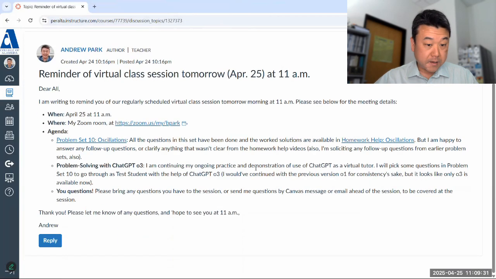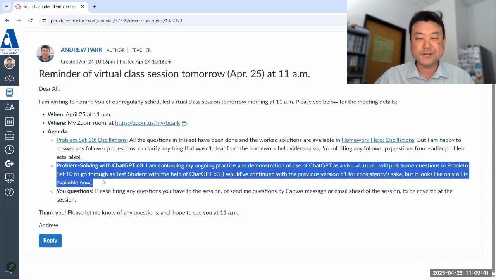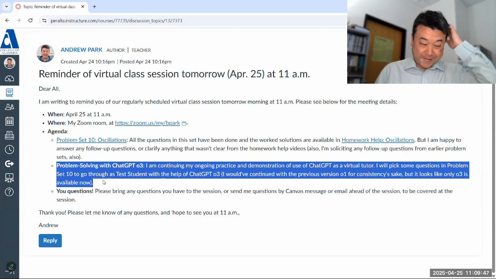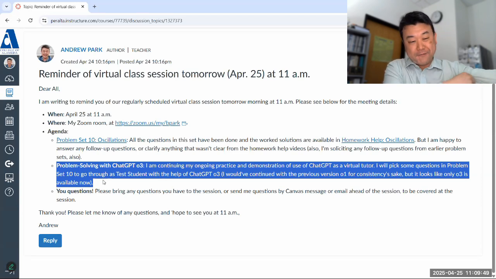So with that, let me get set up for problem set 10, problem solving with ChatGPT o3. At this point, this is serving two purposes. One, this is a regular session. I do need material to cover, and at this point, I've covered basically everything.